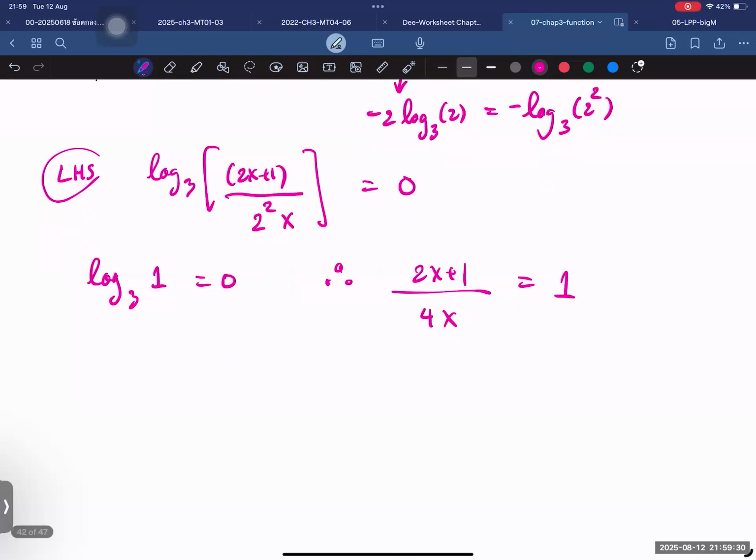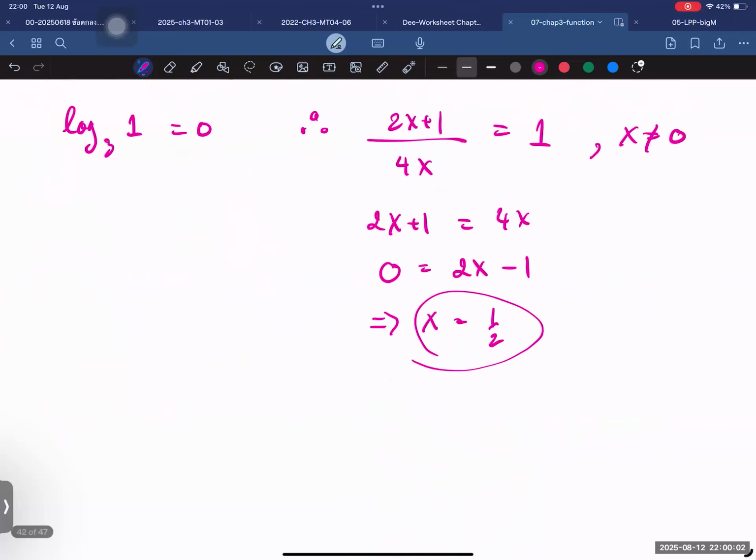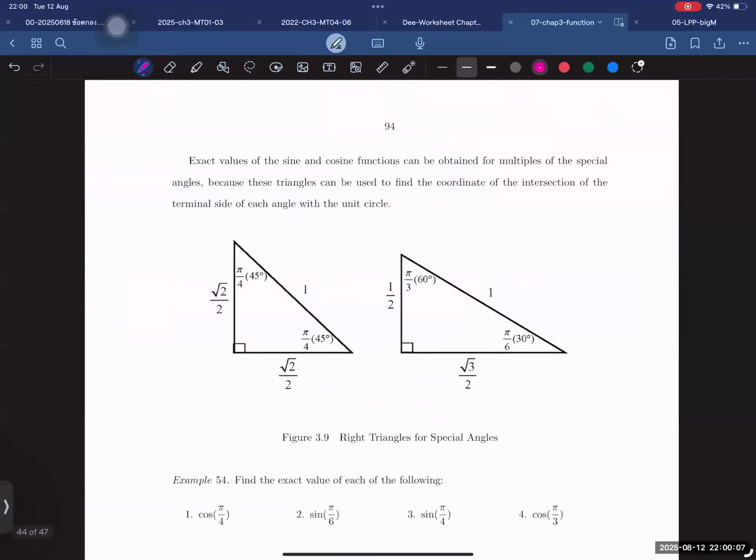Maybe we multiply both sides by 4x. So we got 2x plus 1 equal to 4x. Notice that here x cannot be 0, right? Yes, x cannot be 0 because it cannot divide by 0. Now we subtract both sides by 2x plus 1. So we got 0 equal to 2x minus 1. Therefore, x is 1/2. So that's going to be your solution. Here's sine, cosine. Okay, we don't care about that at all.